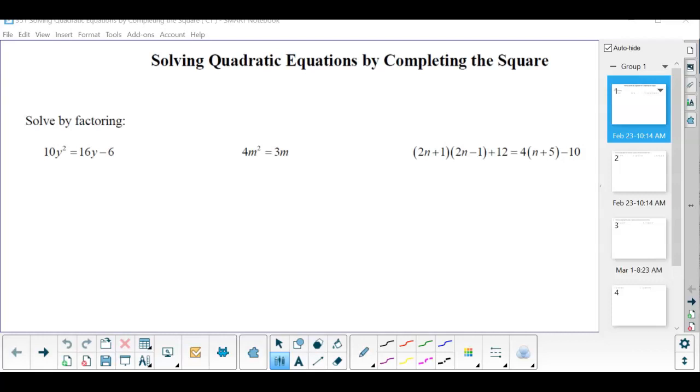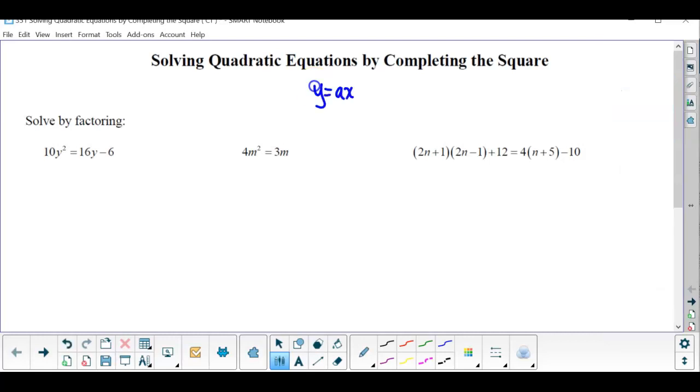Okay, so when we completed the square for quadratic functions, that's where we were taking something like y equals ax squared plus bx plus c and showing it in the form a(x minus h) squared plus k. And we did this so we could find the vertex, right?